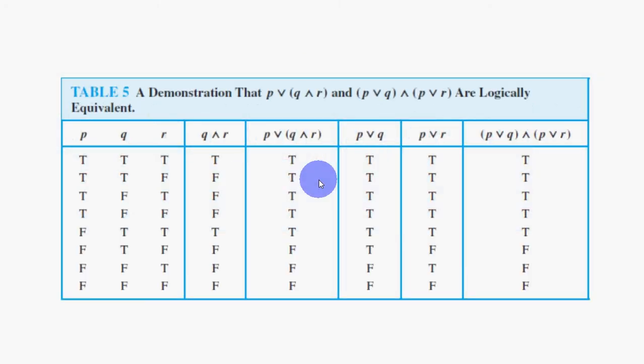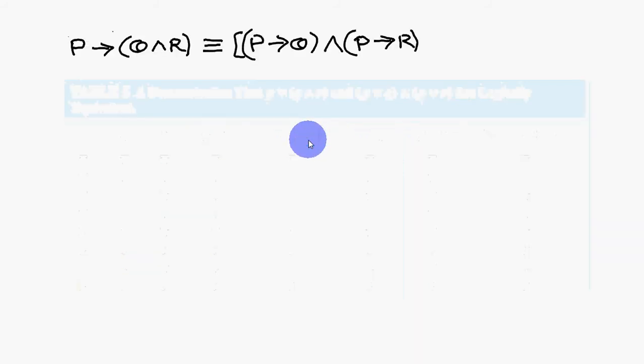Similarly, P implies (Q and R) and (P implies Q) and (P implies R). So for P implies Q and P implies R, these are the truth values. Next, P implies (Q and R), these are the truth values. If you look at these two, they have the same truth values. Therefore, these two are said to be logically equivalent.